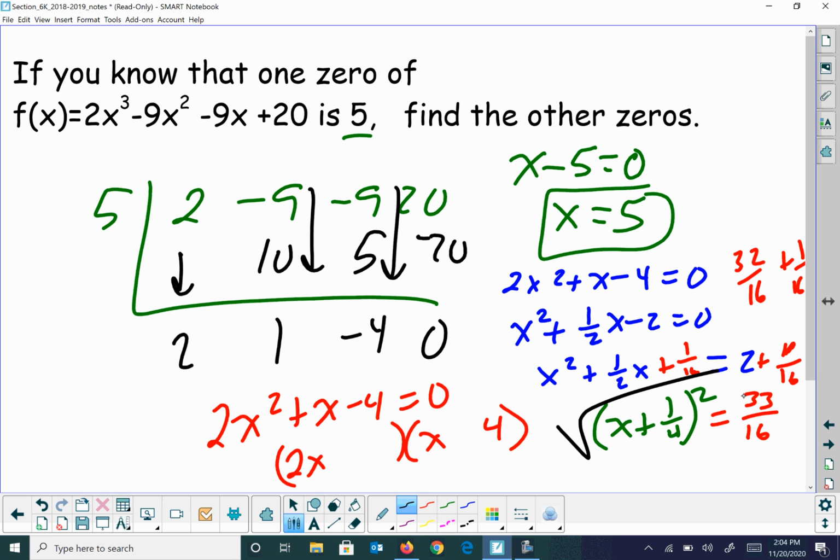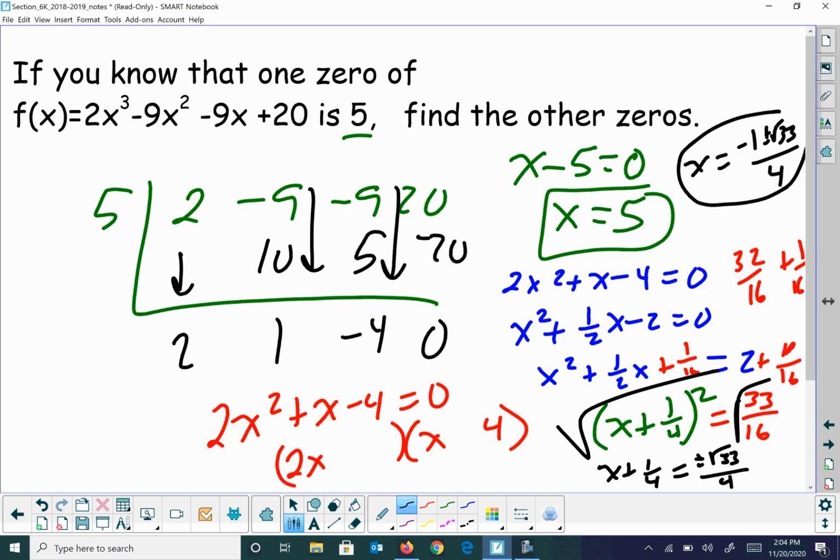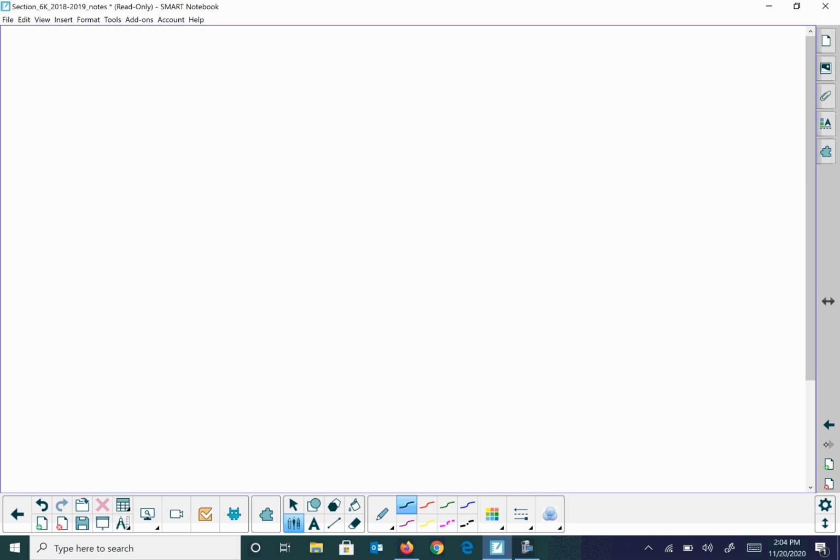Go ahead and take the square root of both sides. Don't forget the plus minus. Root 33 plus or minus root 33 over 4, and subtract the 1/4. So I'm going to wind up with x equals negative 1 plus or minus root 33 all over 4. Cool. So no, that wouldn't have factored. So there's two solutions here. There's one here. It's raised to the third power. It checks out.